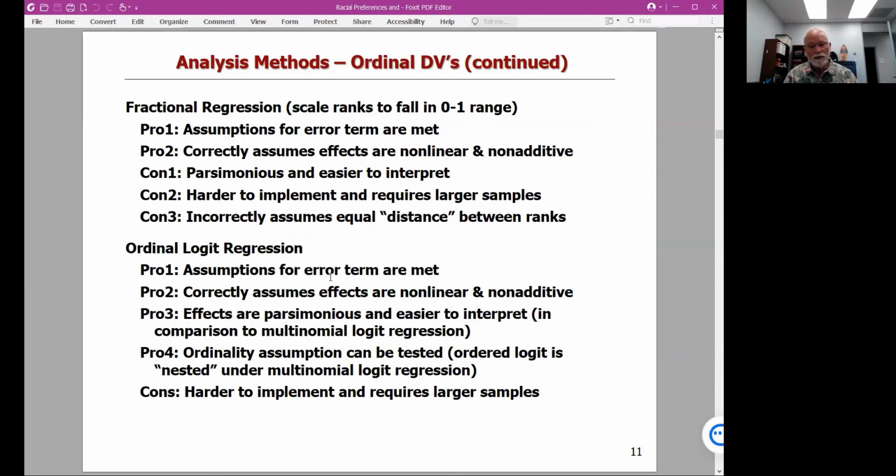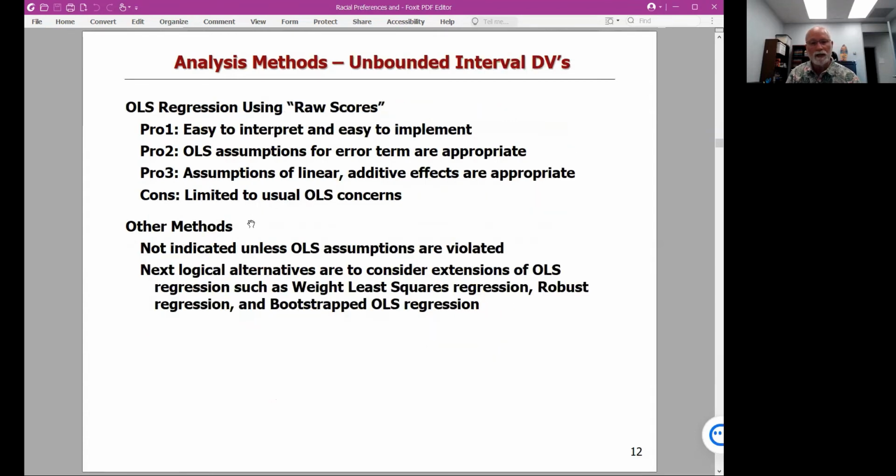And if we were to use ordinal regression, the assumptions are appropriate, effects are modeled as nonlinear and non-additive as they should be, and the effects will actually be quite a bit easier to interpret. There's another option, which is to use fractional regression, and I won't comment much on it because probably we would just go straight to using ordinal regression.